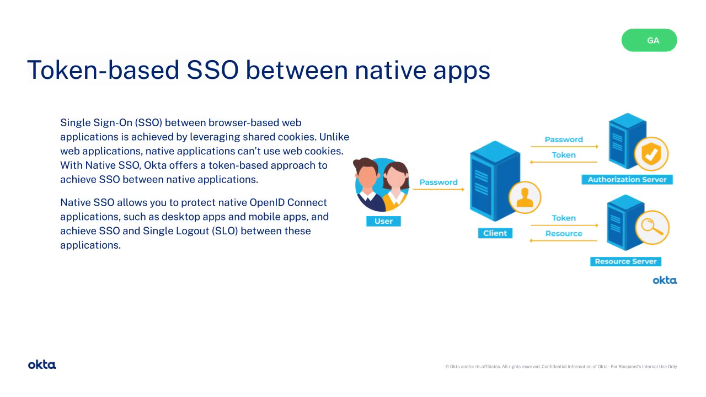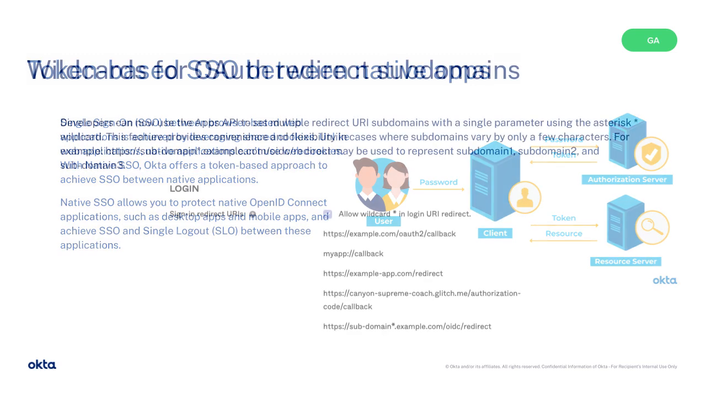Single sign-on between browser-based web applications is achieved by leveraging shared cookies. Unlike web applications, native applications cannot use web cookies. With native SSO, Okta offers a token-based approach to achieve SSO between native applications. Native SSO allows you to protect native OpenID Connect applications, such as desktop apps and mobile apps, and achieve SSO and single logout between these applications.